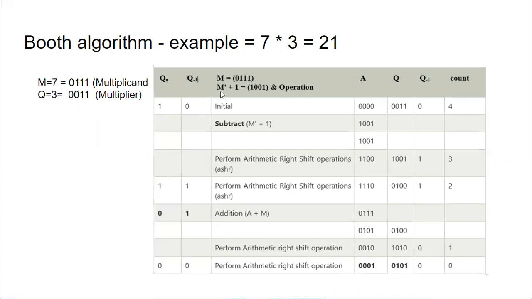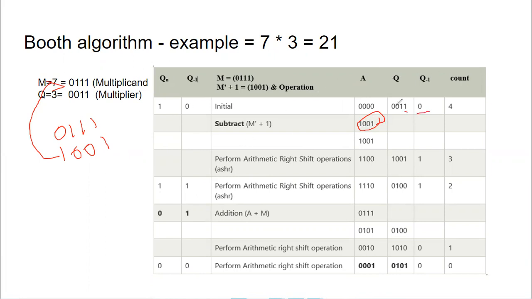M is this, 0, 1, 1, 1. Find the 1's complement and then add 1, and you will have 1, 0, 0, 1. This is the 2's complement of this value. Okay.